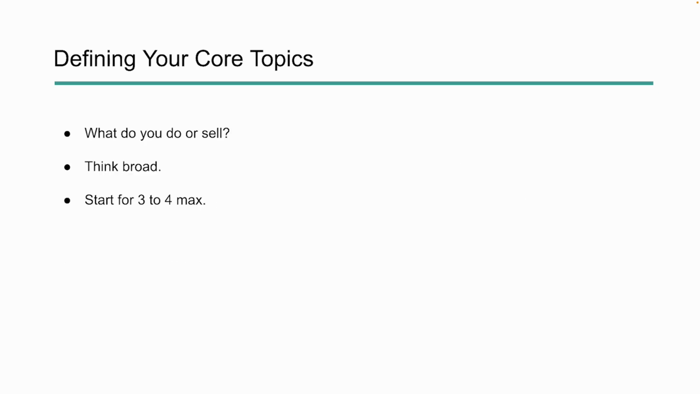I'm going to actually walk you through how we would set this up using one of our sites. The first thing you have to do is define your core topics, as we talked about. You have to do this as your first step. You need to understand what you do and what you sell. And in this case, when you're getting started, think broad and shoot for maybe 3 to 4 max.